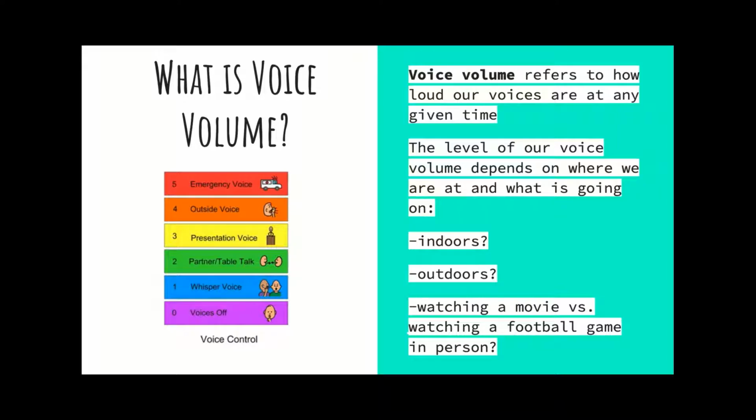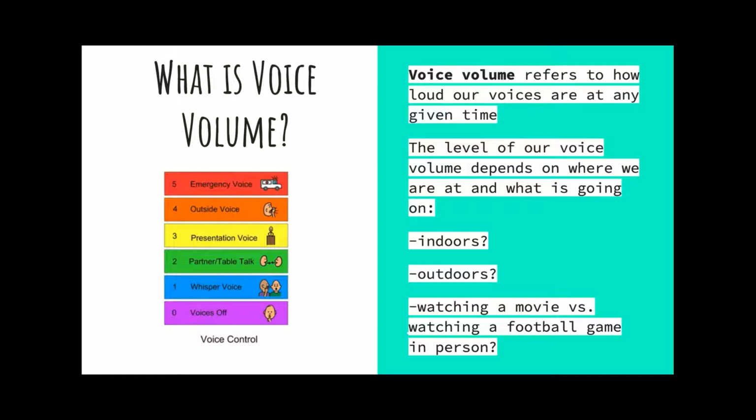Voice volume 3 is a presentation voice. You are going to raise your voice in order to be heard by more people. Whereas voice level 2 is partner talk, where you're talking to someone who's beside you or close by, a presentation voice is you raising your voice so that others can hear. So typically it's more than 2 to 3 people if it's a presentation voice.